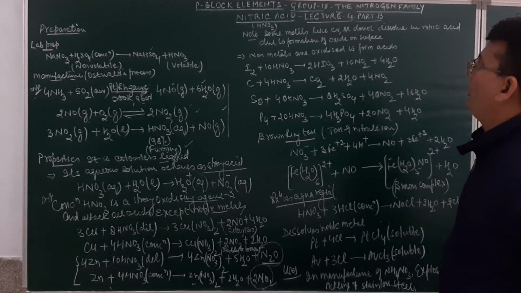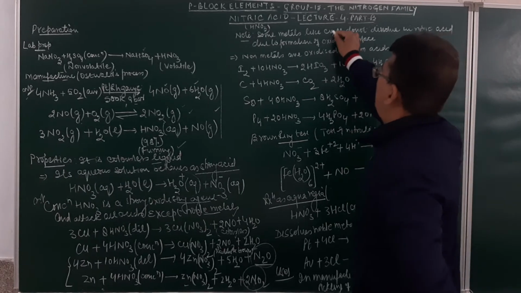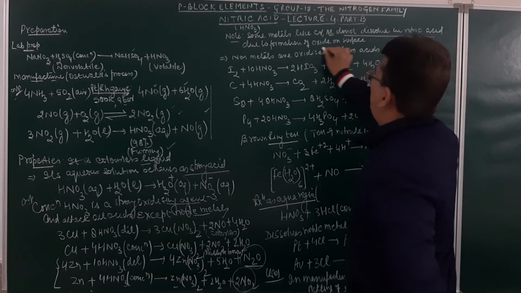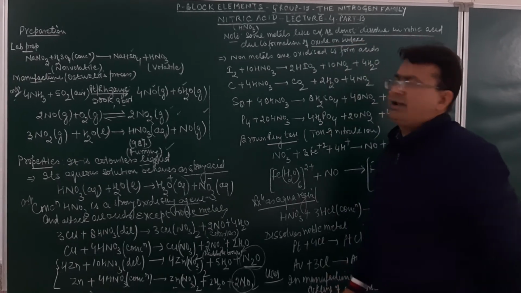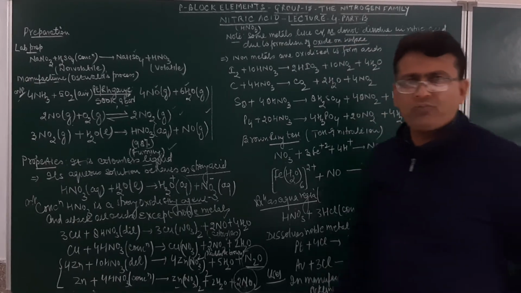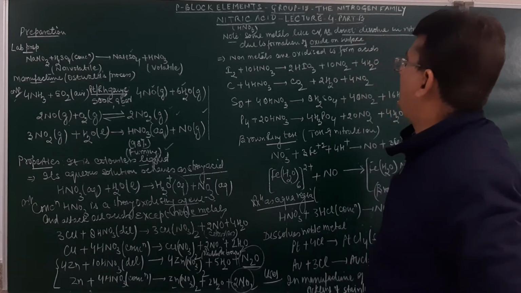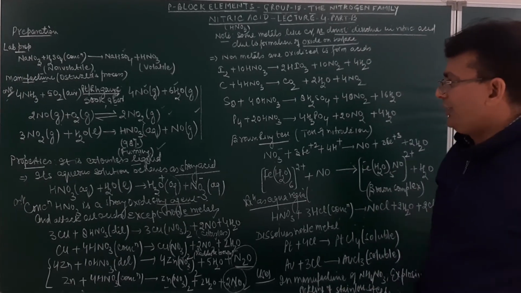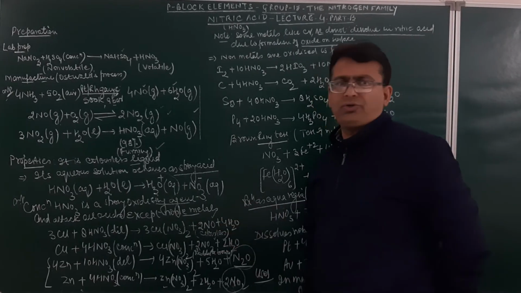Am I clear? Now, some metals like chromium and aluminium do not dissolve in nitric acid. Why? Because they form a protective layer of oxides on their surface. So, due to the formation of a protective layer of oxides on the surface. Is it clear? So, nitric acid is a very strong oxidizing agent.